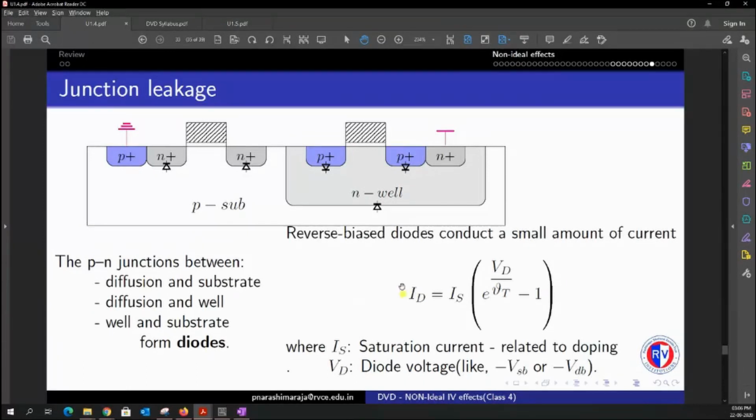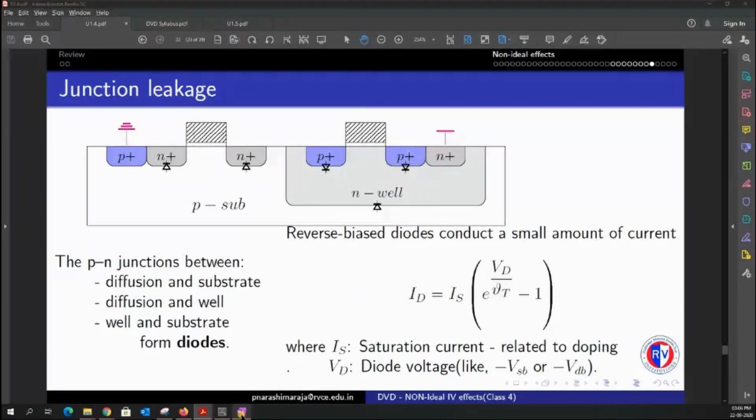One could model the current through this kind of equation, where the diode voltage VD can be written as minus VSB between the source and the body, or VDB between the drain and the body. So nothing much apart from these discussions with respect to the leakage current.